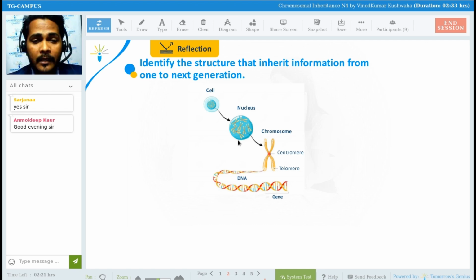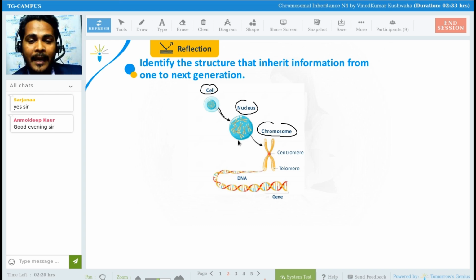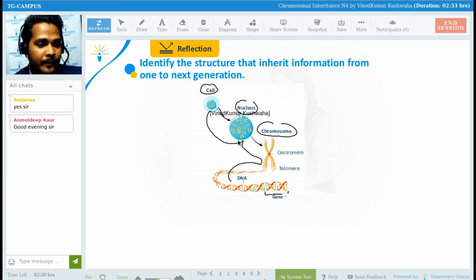Now here you can see a cell. The cell is the basic unit of life. Inside the cell there are a lot of organelles, and one of them is the nucleus. Inside the nucleus there is a chromosome, having a thread-like structure called DNA, and a particular segment of DNA is a gene. So we can say a gene is a particular segment of DNA which is located on the chromosome in the nucleus inside the cell. Do you agree with my point?